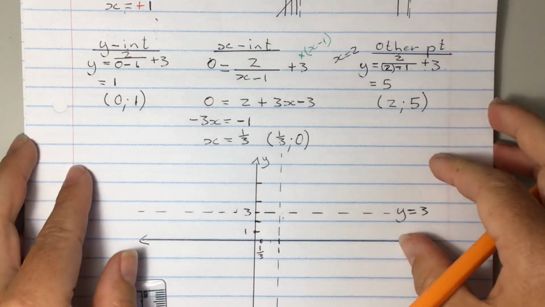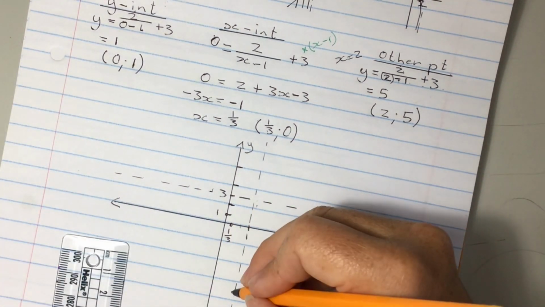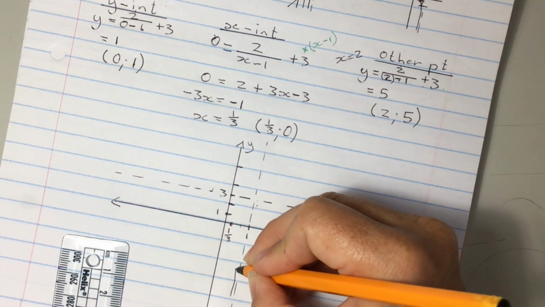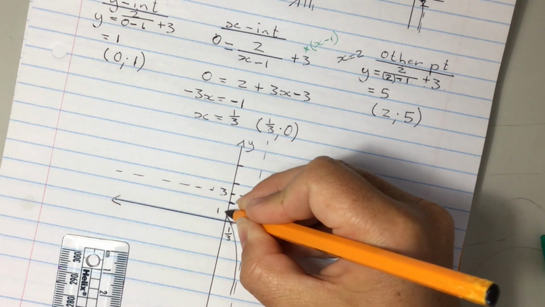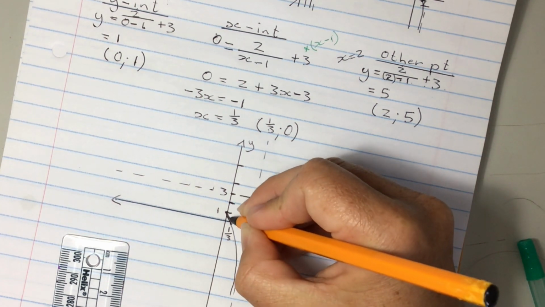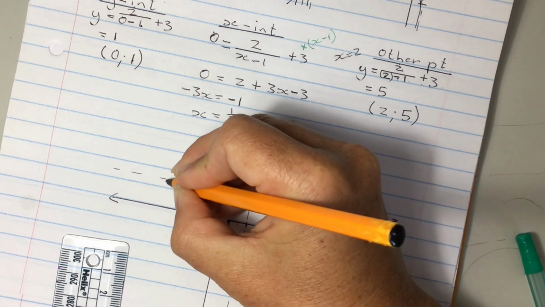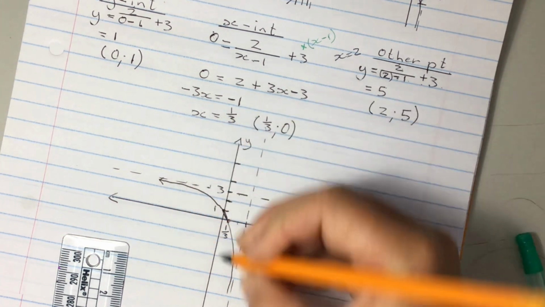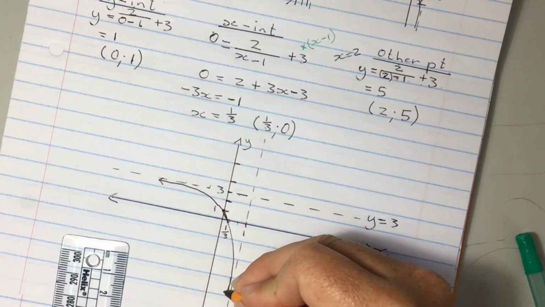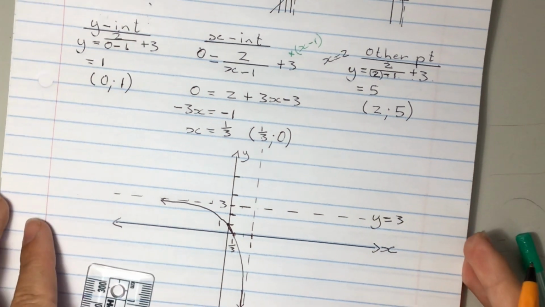So when I draw this curve, I'm going to make sure once again I stay close to my asymptote, go through both my intercepts nicely, don't miss it, and then go close to my asymptote again. Make sure that you don't touch your asymptote with your graphs.